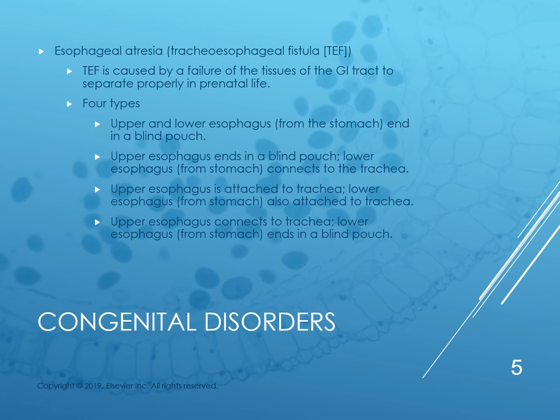Atresia of the esophagus is caused by a failure of the tissues of the GI tract to separate properly from the respiratory tract early in prenatal life. There are 4 types of TEF, and you can see these on page 660, as well as some pictures in Figure 28.2. The earliest sign of TEF occurs prenatally when the mother develops polyhydramnios. After birth, the infant will vomit and choke when the first feeding is introduced. Because the upper end of the esophagus ends in a blind pouch, the newborn cannot swallow accumulated secretions and will appear to be drooling. Abdominal distension is another sign.